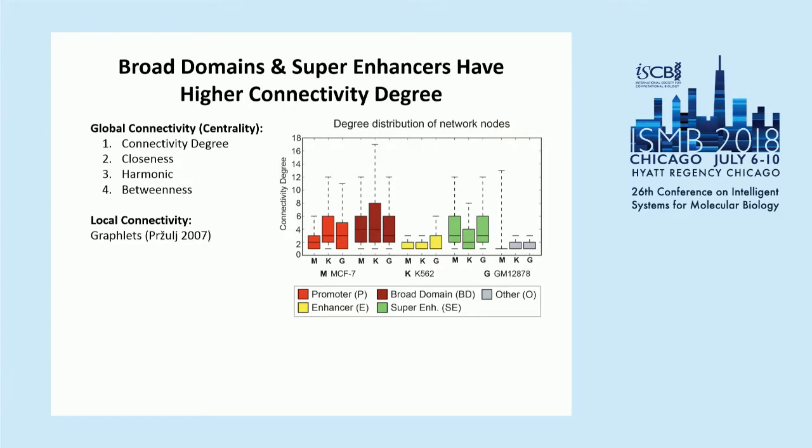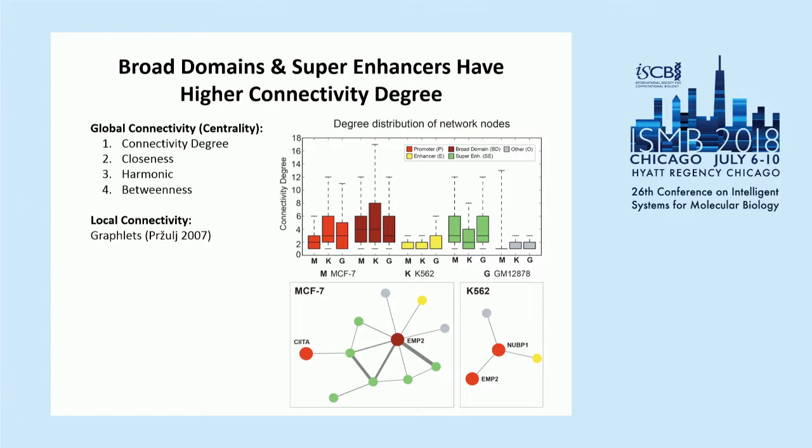And what we see is that among the different regulatory elements, promoters, broad domains, and super enhancers have a higher connectivity degree than non-specific enhancers and other regulatory elements defined by ChromHMM. And in particular, between promoters, broad domains had an even higher connectivity degree than typical promoters.